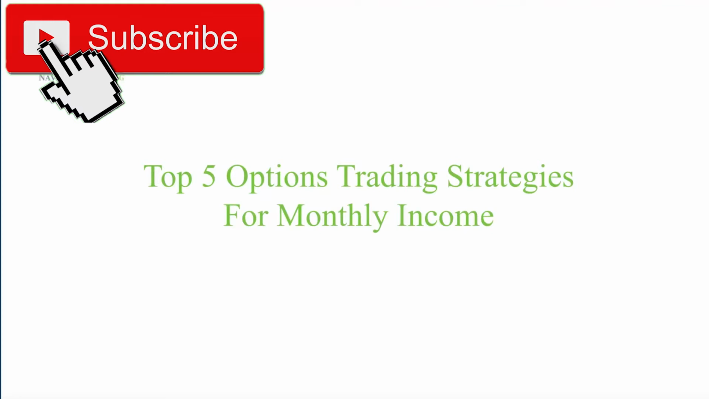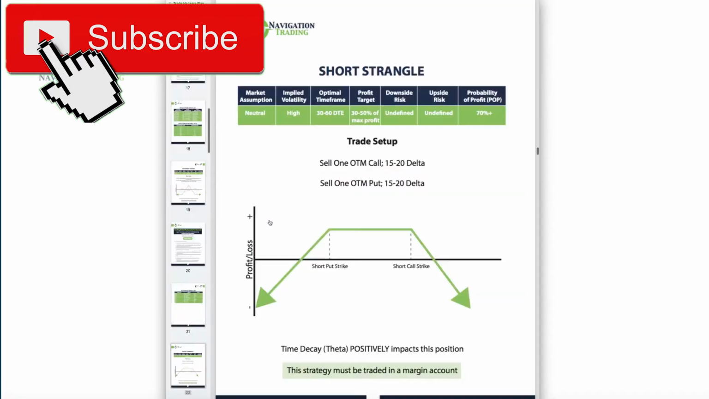I want to talk about the top 5 options trading strategies that we use to generate monthly income. I want to start with short strangle. And a short strangle is a neutral trade, so you don't care if the stock goes up or down or sideways. You just want it to stay in a specific range based on when you enter the trade.